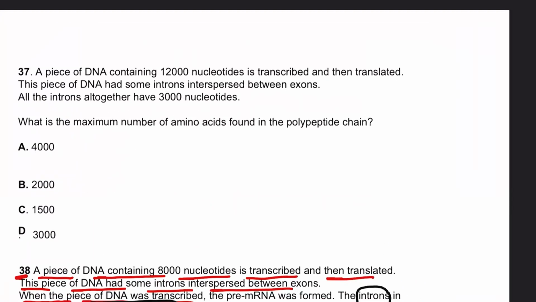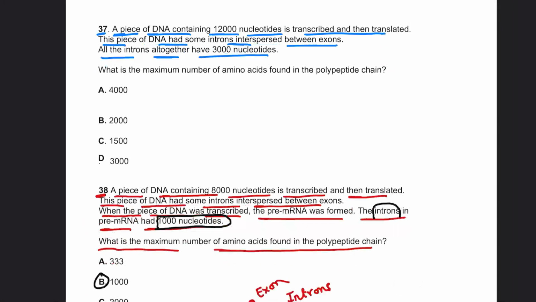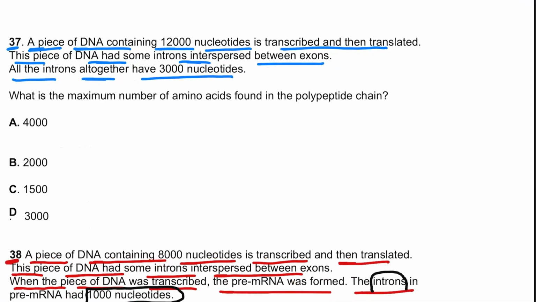Let's move on to MCQ number 37. The MCQ number 37 is similar but a little bit different. A piece of DNA containing 12,000 nucleotides is transcribed and then translated. This piece of DNA had some introns interspersed between exons. All the introns altogether have 3000 nucleotides. Okay guys, so what is the difference between MCQ number 37 and MCQ number 38?